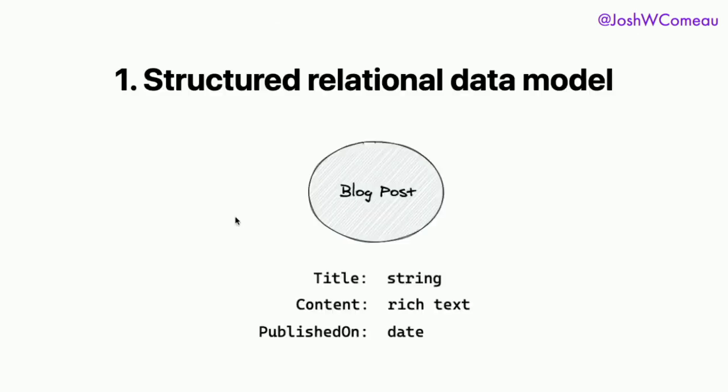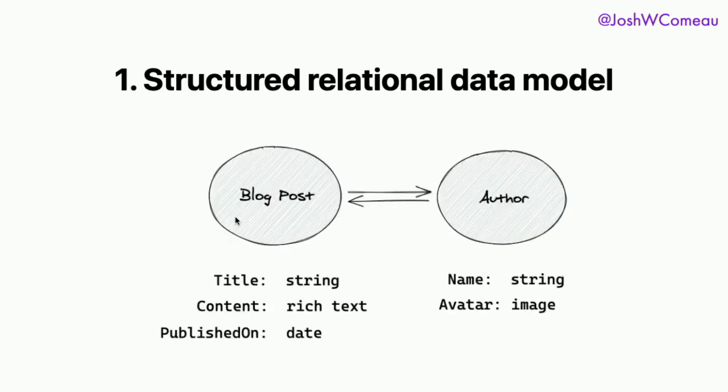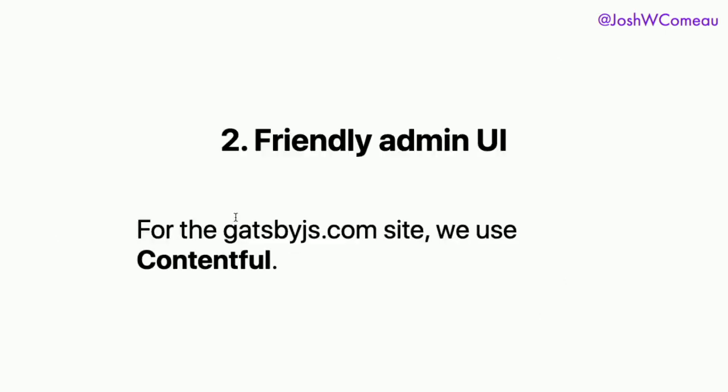So this first point, structured relational data model. Here we have a blog post, and that blog post has properties. It's not quite like SQL data types, right? It's a little bit higher level, so content is a rich text type, and it's relational. So a blog post can have one or maybe multiple authors. Authors can have multiple blog posts, and each of these models have properties. Then we need the UI for that.